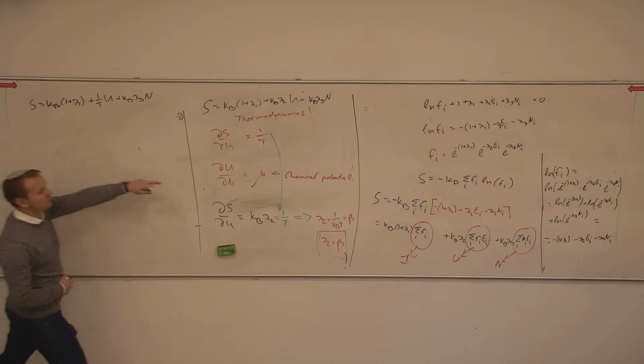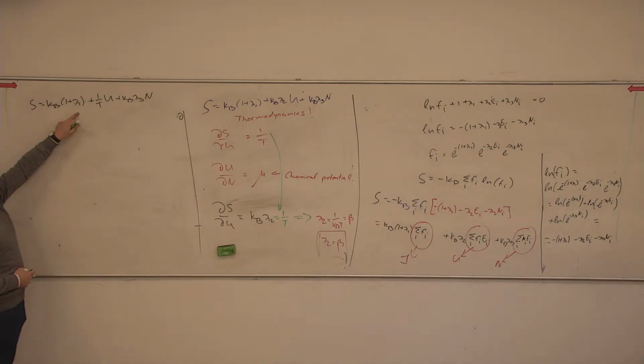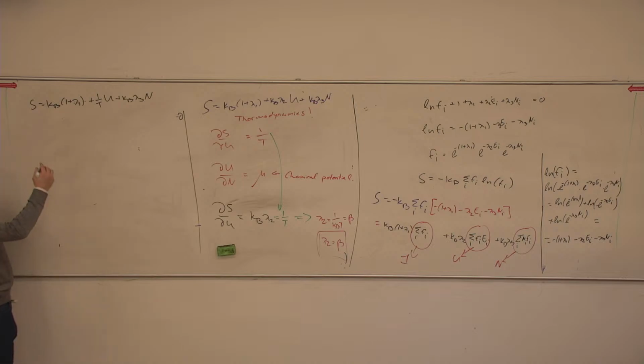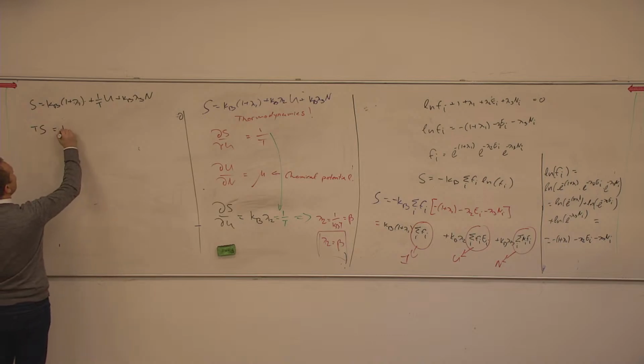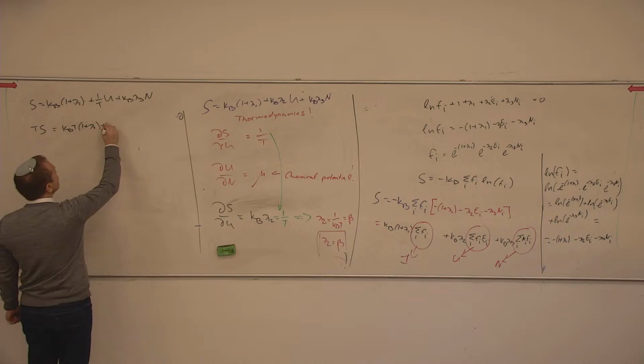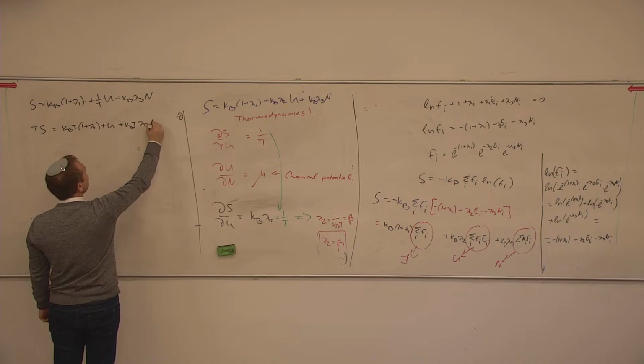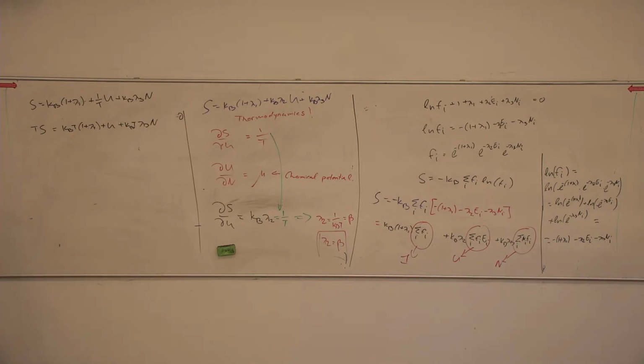Right? So this is the definition. The moment that you have U as an expression of N, it's simple. I agree with you that your way is also fine. So we have TS equals k Boltzmann T (1 plus lambda 1) plus U plus k Boltzmann T lambda 3 N.